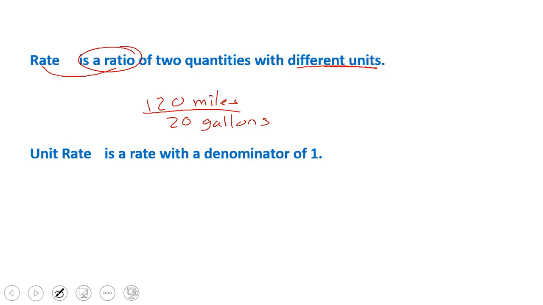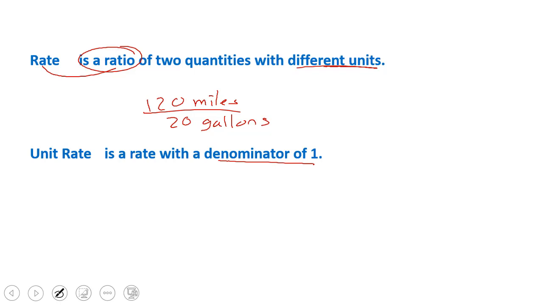So a unit rate is a ratio, a comparison of two numbers by division, which can be written in the 3 different forms. And it's a rate, which means it has different units. But now it's called a unit rate because it has a denominator of 1.